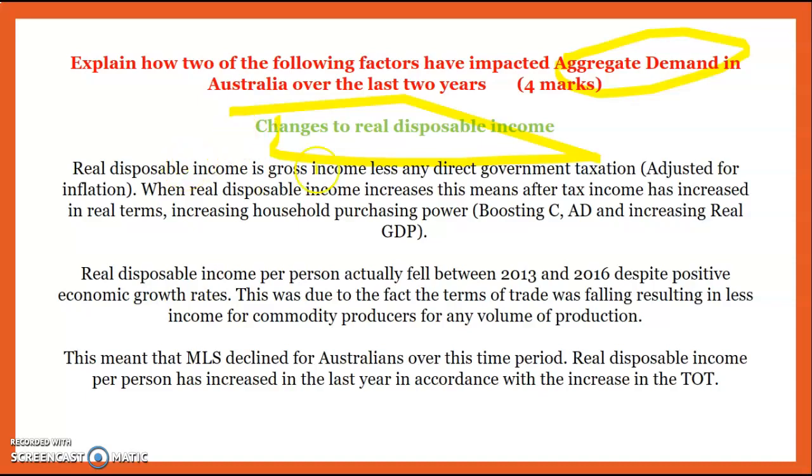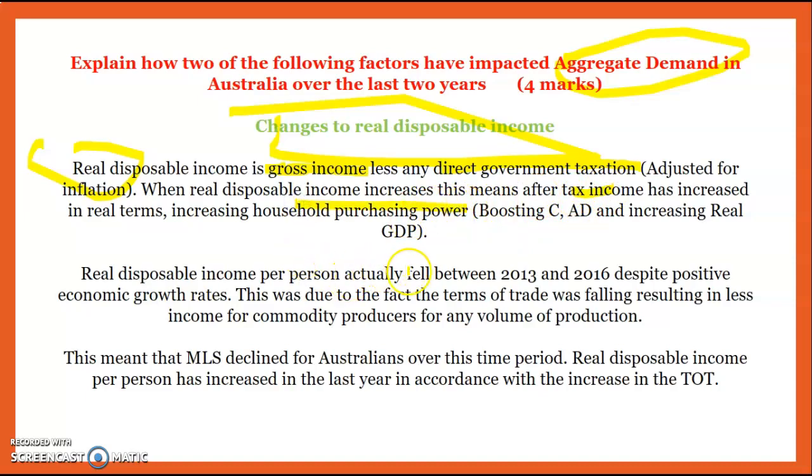So real disposable income is gross income, income from your job plus any welfare, less any government direct taxation. So basically, after you pay income tax, and because we're talking about real here, it's adjusted for inflation. Your income from your job plus welfare minus any direct taxes, or after your income tax, and it's also been adjusted for inflation. When real disposable income increases, it means income after tax has increased once you've adjusted for inflation as well, and therefore people have more purchasing power.